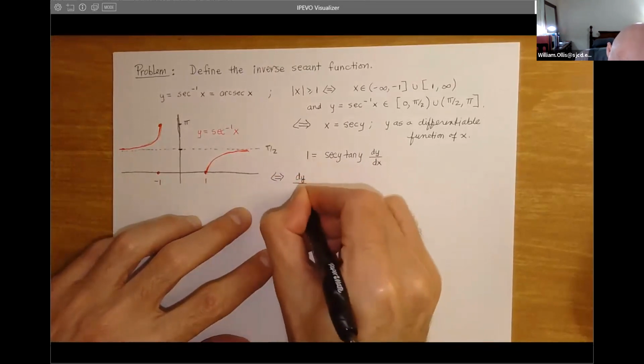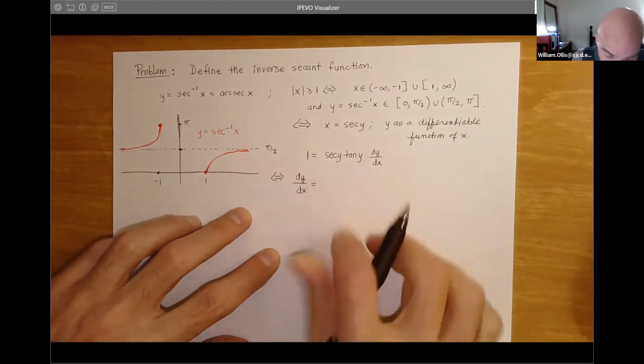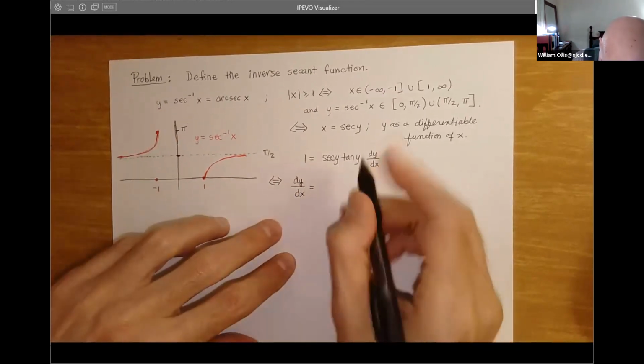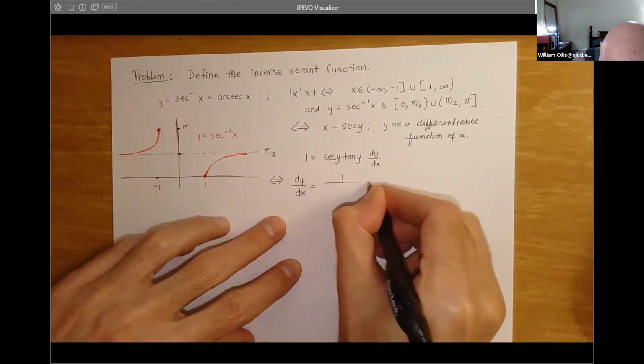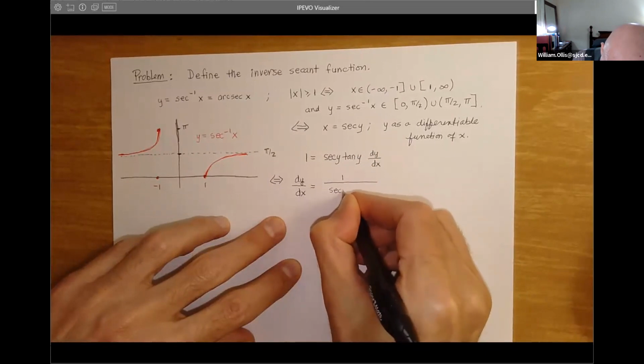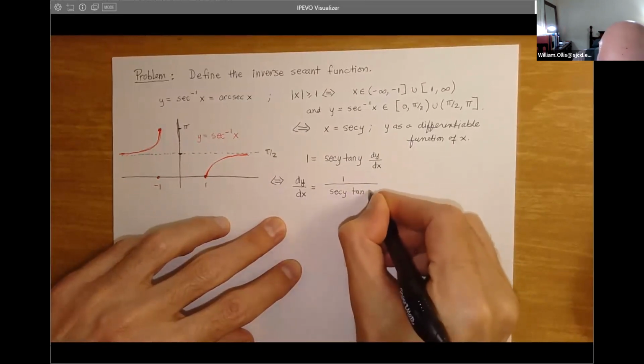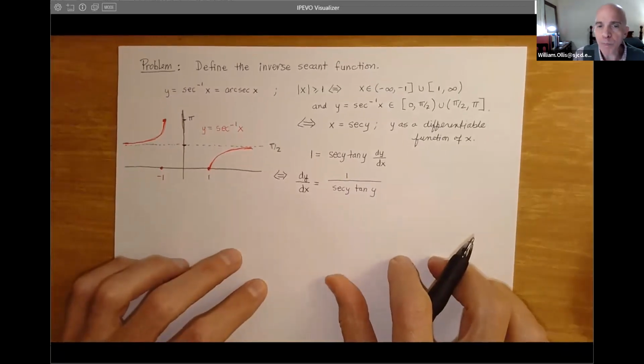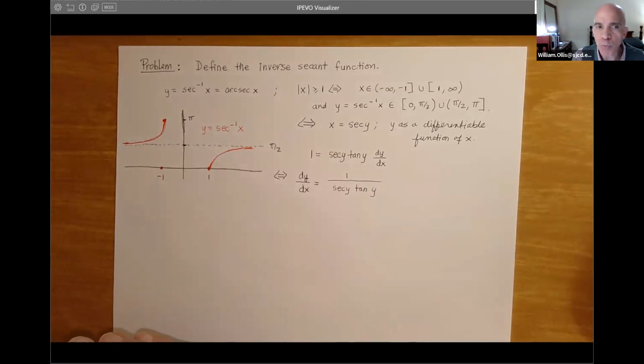So dy dx, which would be the representation for the derivative of the inverse secant function, would be at least implicitly 1 divided by secant y, tangent y. Now, of course, that's a formula, but it's really not the best formula because we really would like our formula to be in the independent variable x. One reason I'm doing it this way is to make it a little bit easier on you with the x's and y's. When we deal with inverse functions, we really do need to know where the x's and y's live so we don't get confused as to what we're actually working with.